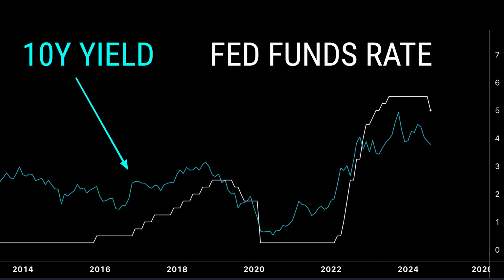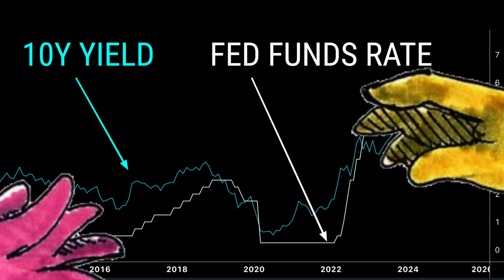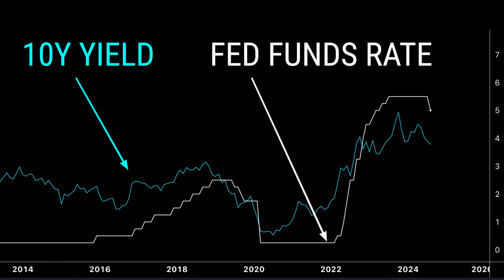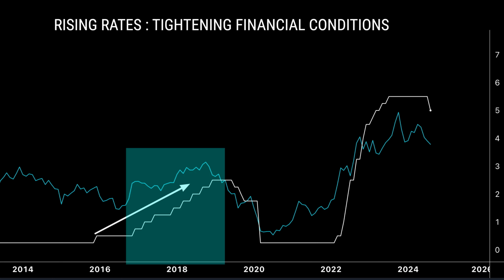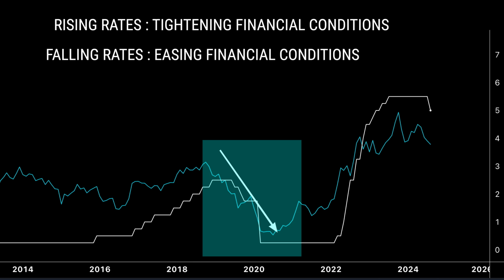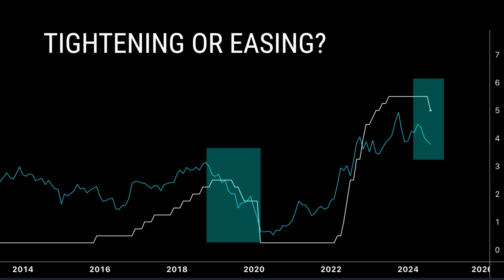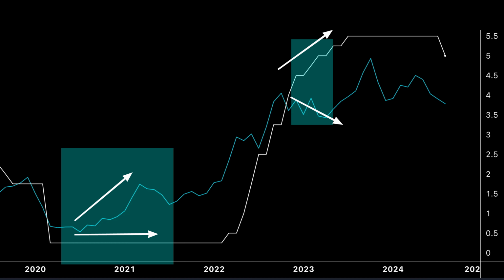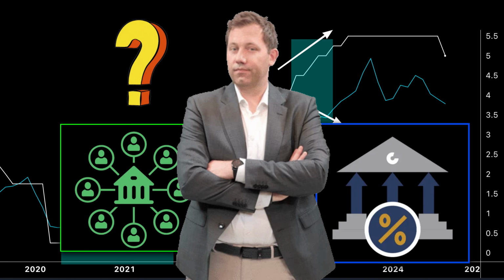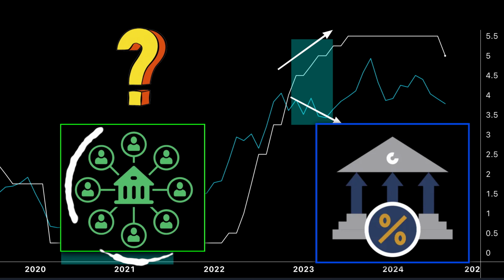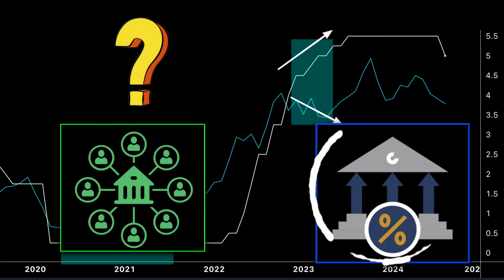The 10-year Treasury yield and the Fed funds rate don't always move together in unison, but the key concept is to recognize when each one of these rates is rising, which tightens financial conditions, and when they fall, which eases financial conditions. So when they move together, it's pretty obvious conditions are either tightening or easing. But when they start to diverge is when we want to start asking questions. Why is the bond market not agreeing with the central bank? What is the free market seeing that the central bank is not seeing?